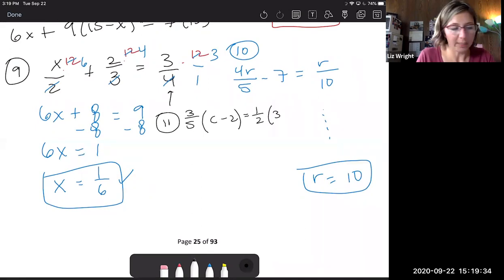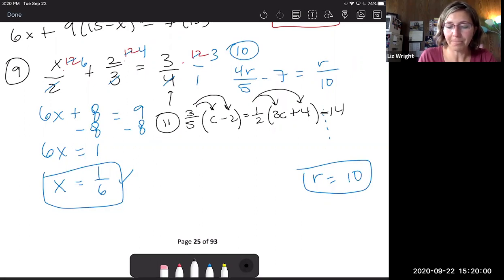And it's going to be 3c plus 4 minus 14. So again, I would pause the video and think about what you might need to do in order to solve it. I have a feeling that some of you are going to say, I think we should distribute here. So if you want to do that, go for it. You can start by distributing.